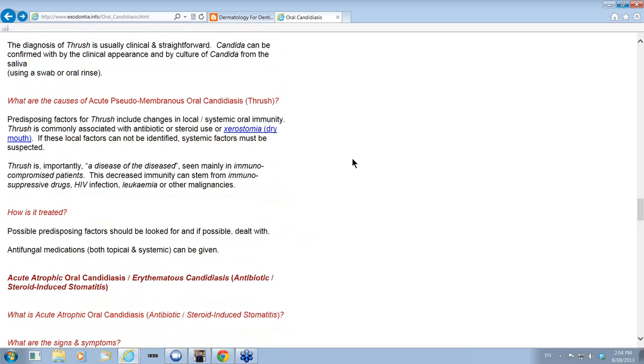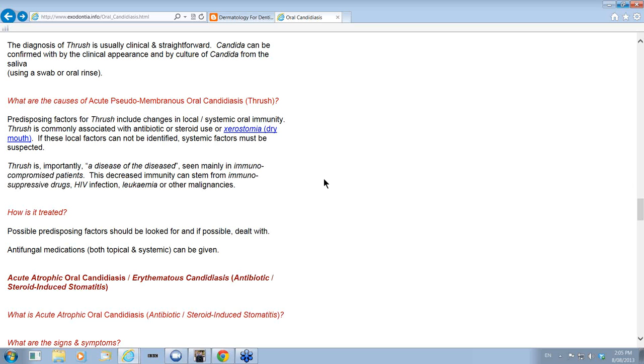Most cases are treated with oral nystatin. Nystatin's a topical antifungal. It's not absorbed, and so it's given as drops in children. It can be given as a solution in adults. There's also amphotericin lozenges, another oral antifungal that isn't absorbed, and it's very good for clearing Candida on the inside of the mouth.